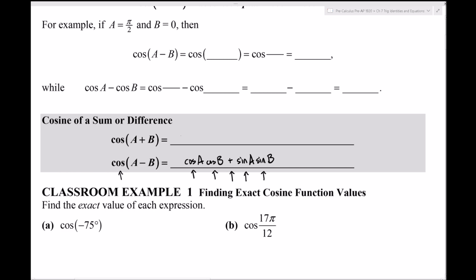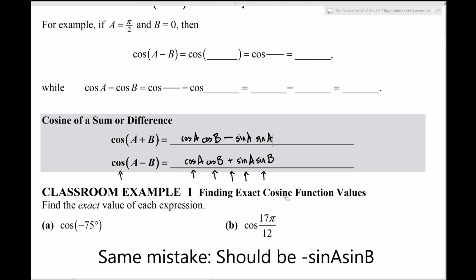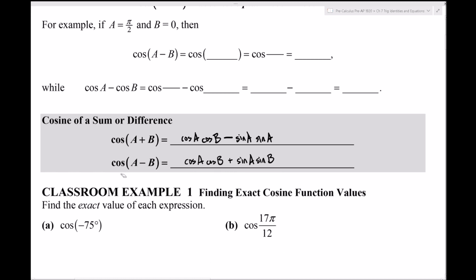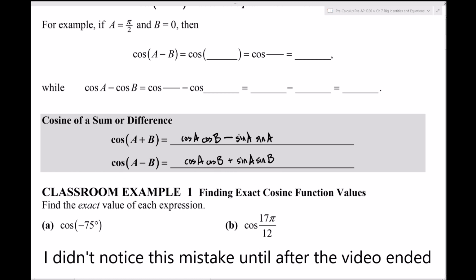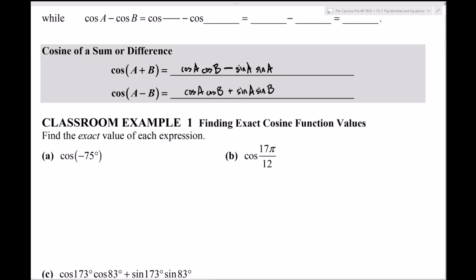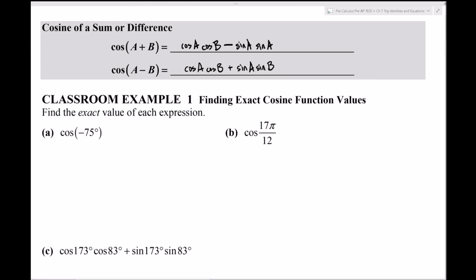So cosine, cosine, cosine, whoops, I wrote A twice, that's a B. And then sine, sine, sine. So those are our two identities for cosine. There's two for sine, there's two for tangent, which we'll get to in a second. First, example 1. So again, like I said, we're not going to prove those identities.